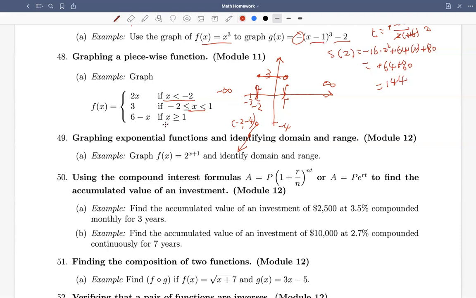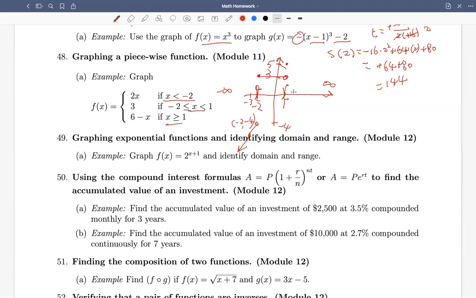And the last piece is x greater than or equal to 1. So we start from 1. If x equals 1, 6 minus 1, that's 5. So let's see, this is 5. So I have this point, solid dot, right? Because 1 is in the domain of the third interval.